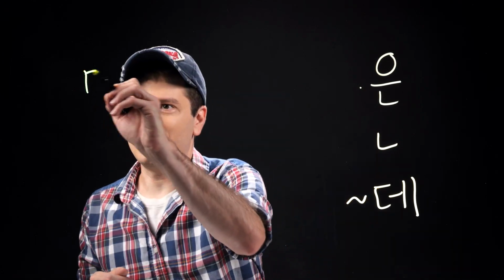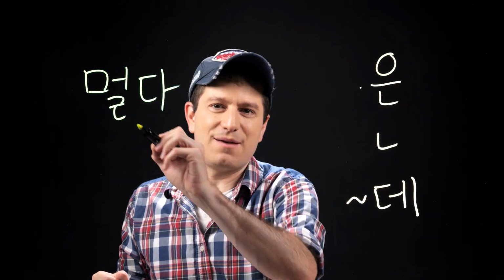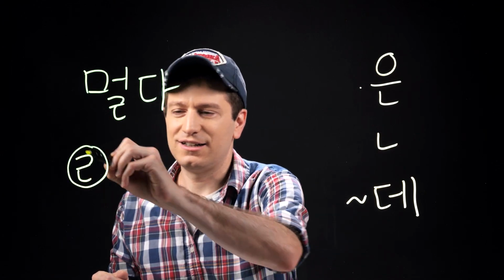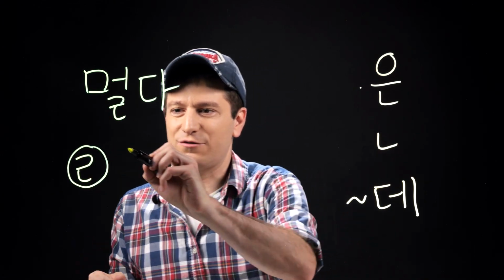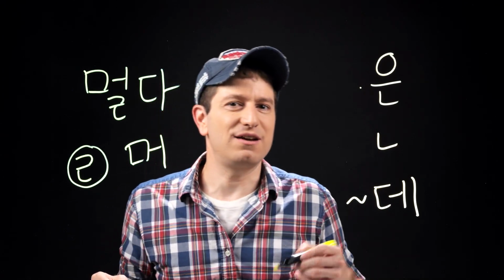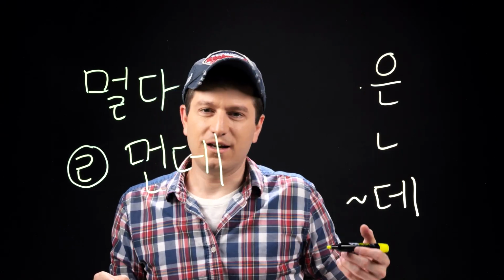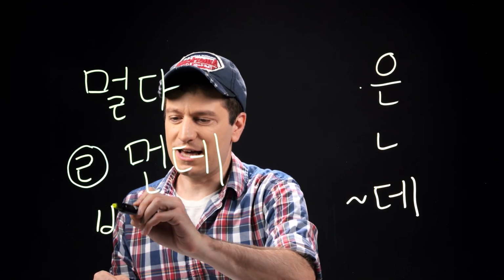For example, once you get the stem, and the stem is this letter, ㄹ, you have to drop it first. So you're left with 뭐, which ends with a vowel, and you get 뭔데. Another common exception is with this letter.